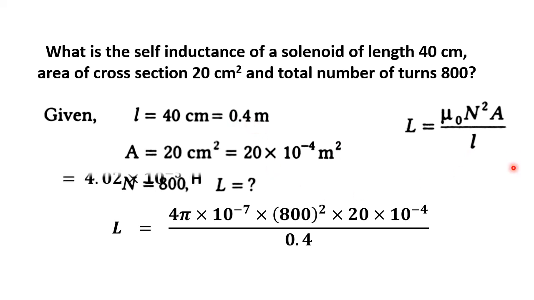So if you simplify the entire expression, then you will get a simple answer, that is 4.02 into 10 to the power of minus 5. So this is the answer for the entire solenoid.